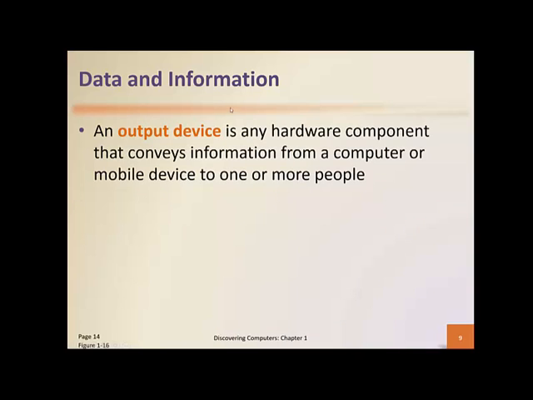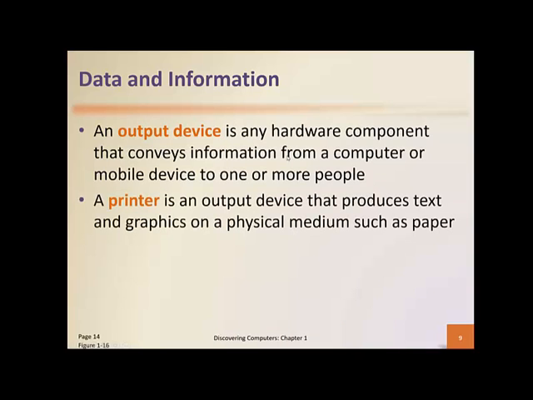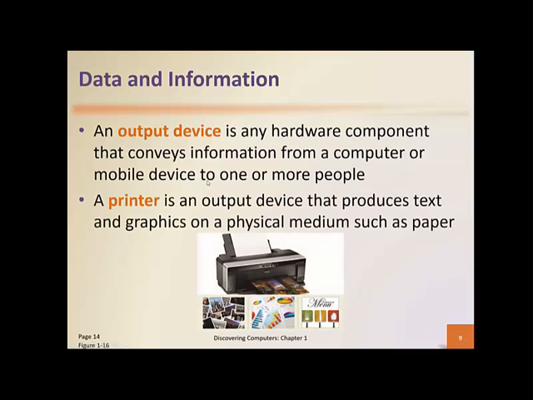Okay, an output device is any hardware component that conveys information from one computer or mobile device to one or more people. A printer is an output device that produces text and graphics on a physical medium such as paper. So a printer is a good output device. It takes information that's been produced by the computer and gives us that information. So a printer would be output.